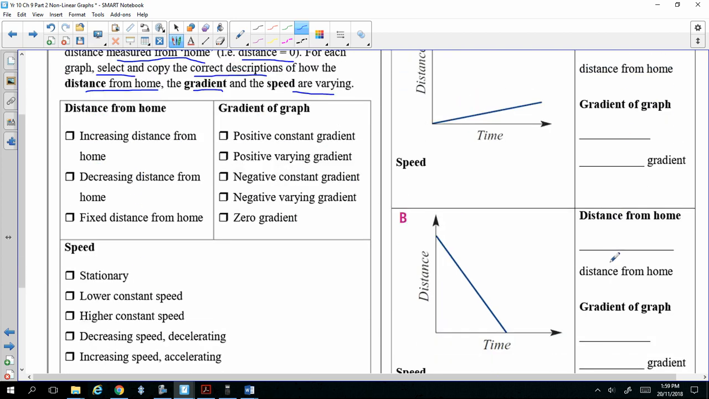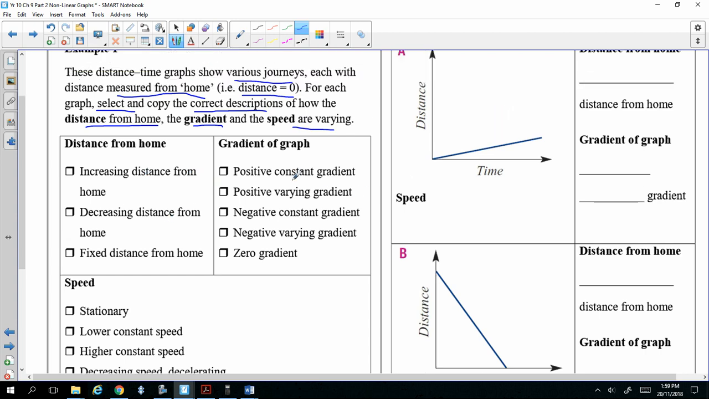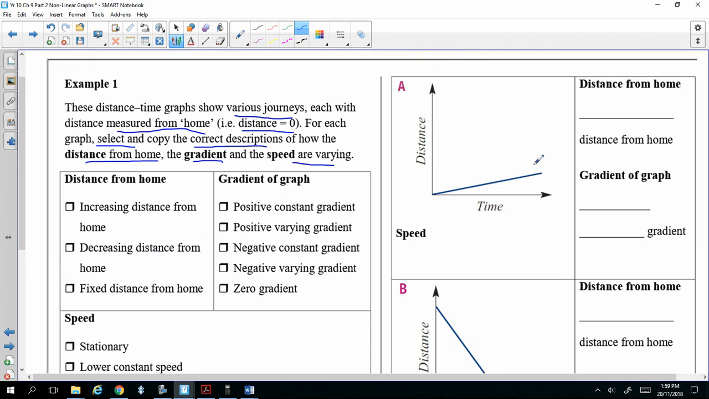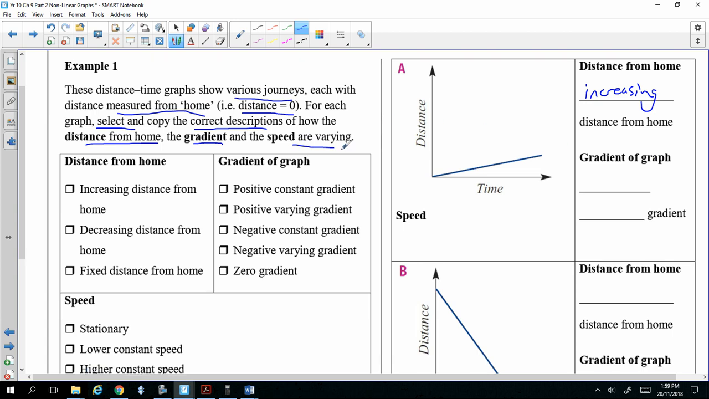All right, so we have to talk about the graph in 3 aspects: the distance from the home, gradient of the graph, and the speed. Let's look at the first one. Distance from home, we will say it's increasing, right? It's going up. So we say increasing distance from home. So we use the first one because it's going up. Gradient of the graph, now the gradient could be positive, positive varying, positive constant. In this case, we're going to choose this one. It's positive because it's going up, but it's constant.